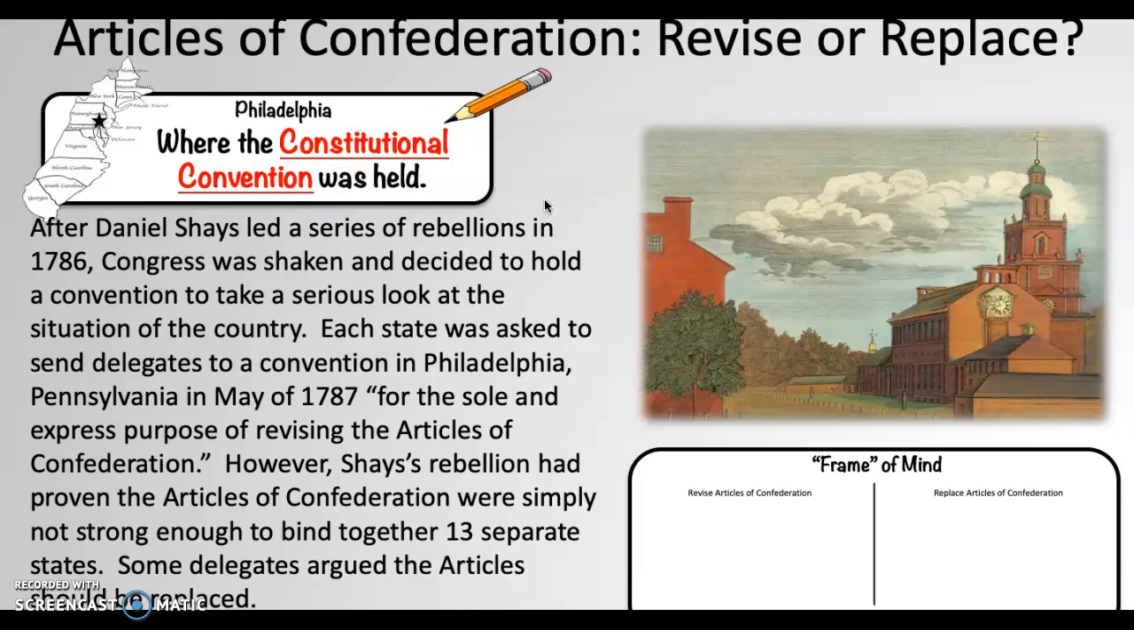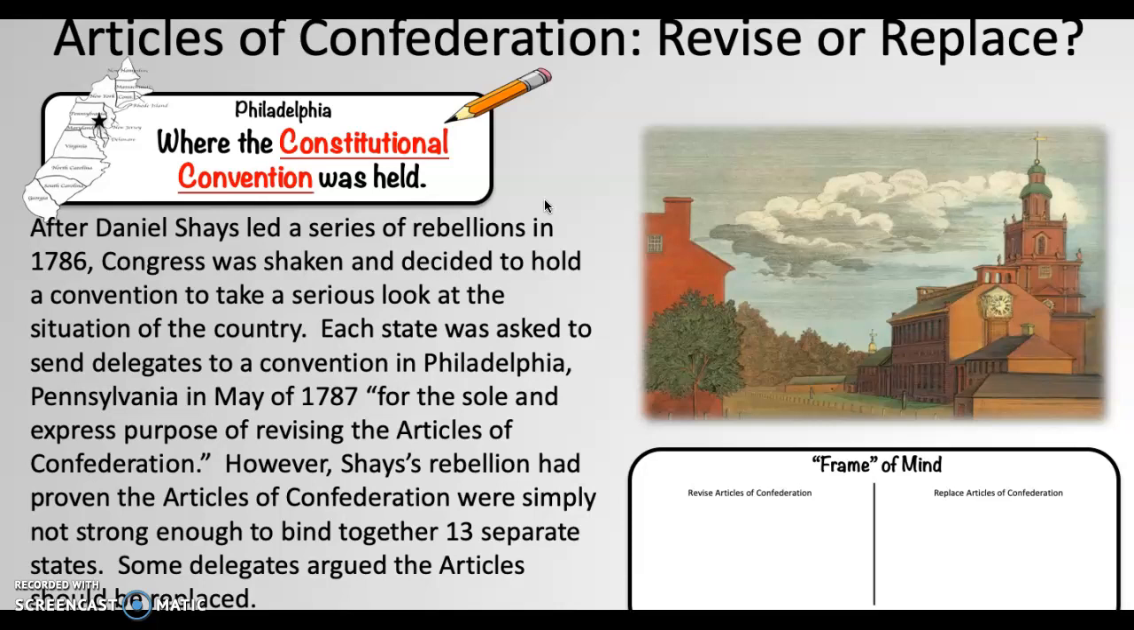So the lecture today, or the notes today, are all about revising or replacing the Articles of Confederation in May of 1787, when delegates from most states met in Philadelphia, Pennsylvania. They were shocked into action after Shays' Rebellion and decided that there was a change that needed to be made, either in terms of revising the Articles of Confederation or replacing them.